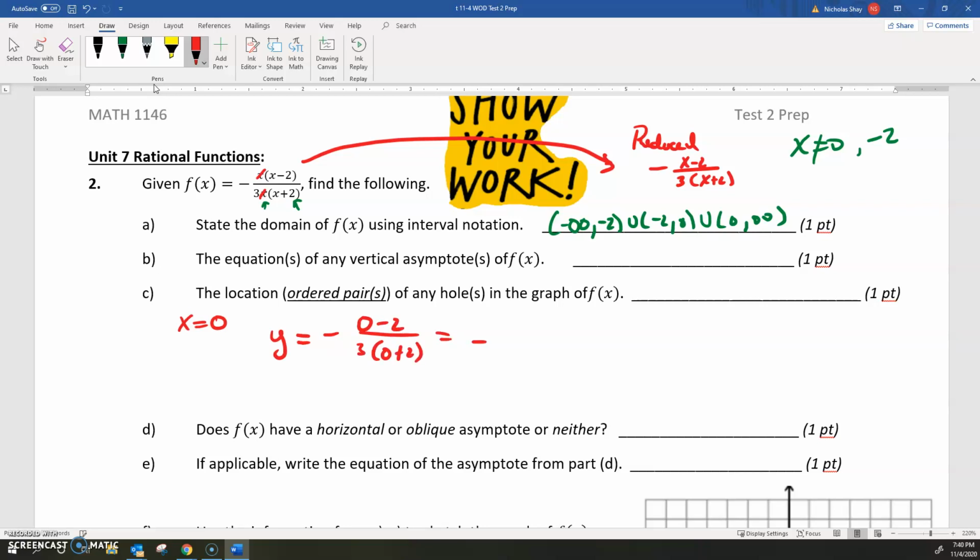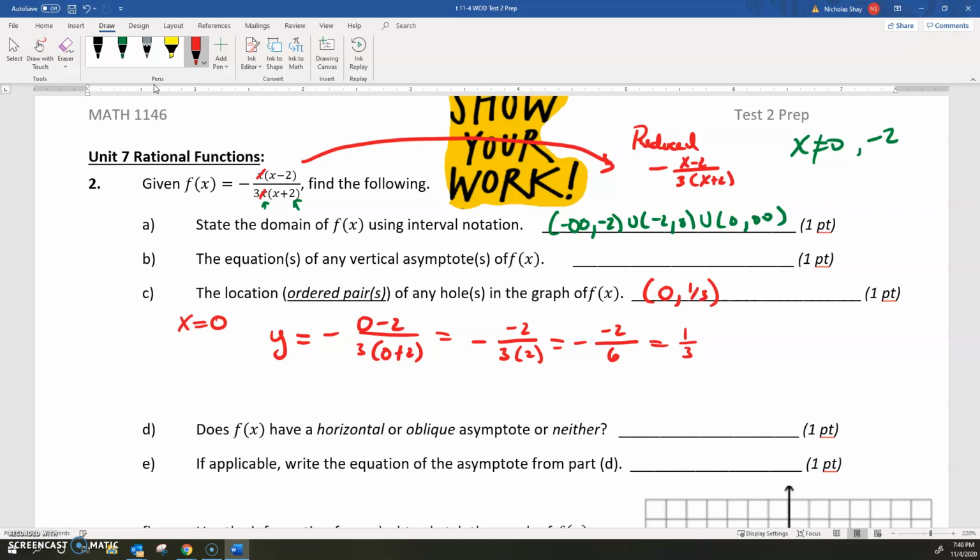Now this one's a little difficult. I mean, not difficult, but we have to carry that negative out in front of the fraction and deal with that at a certain point. 0 minus 2 is -2. And then on the bottom we have 3 times (0 plus 2), which gives us 6. So we're going to get negative, and then a -2 on top and a 6 on the bottom. All right. So this negative is going to flip this over to a positive 2 over 6, which we can reduce to 1/3. So the location of the hole is at (0, 1/3).